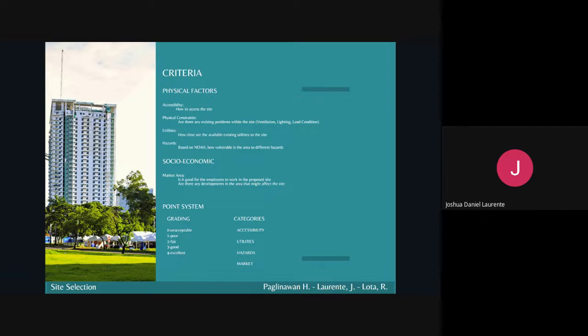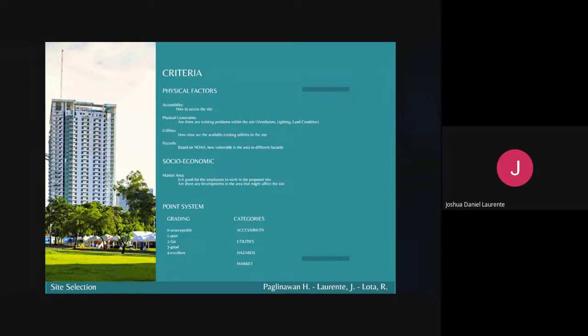And for socioeconomic factors, is it good for employees to work in the proposed site, or are there any developments in the area that might affect the site? And out of all of these, we chose four categories to determine which site is the best for the project. So we have accessibility, utility, hazards, and market. And we will be grading them as follows: 0 for unacceptable and 4 for excellent.